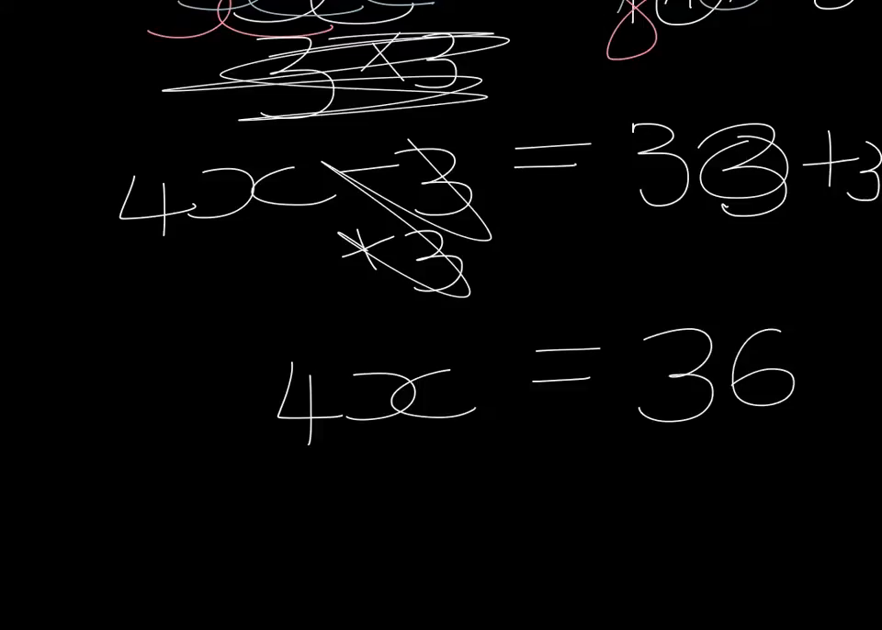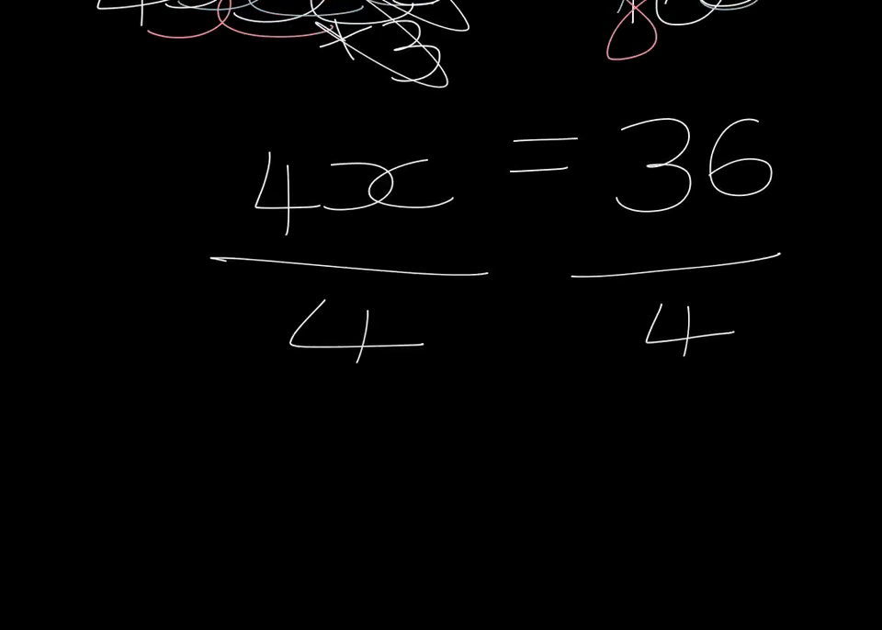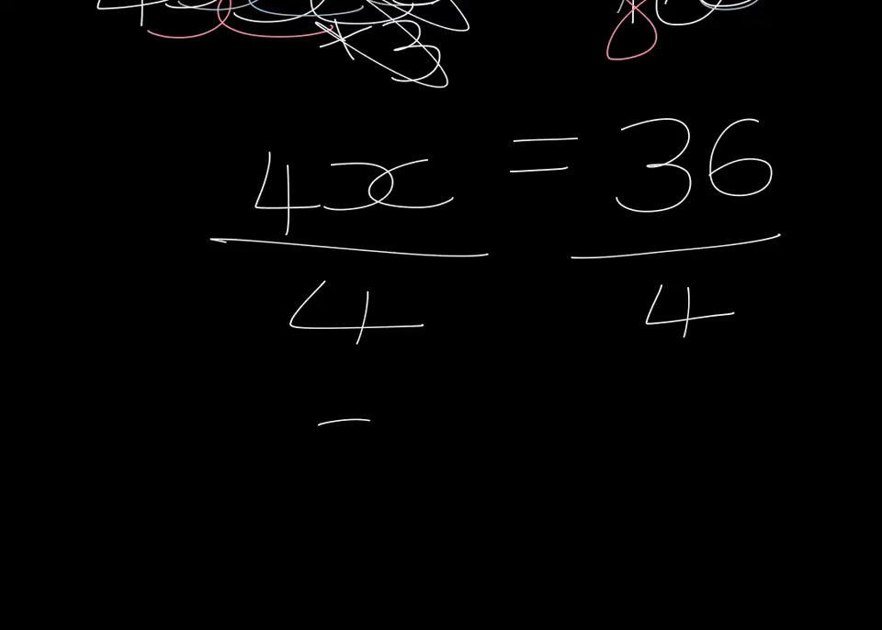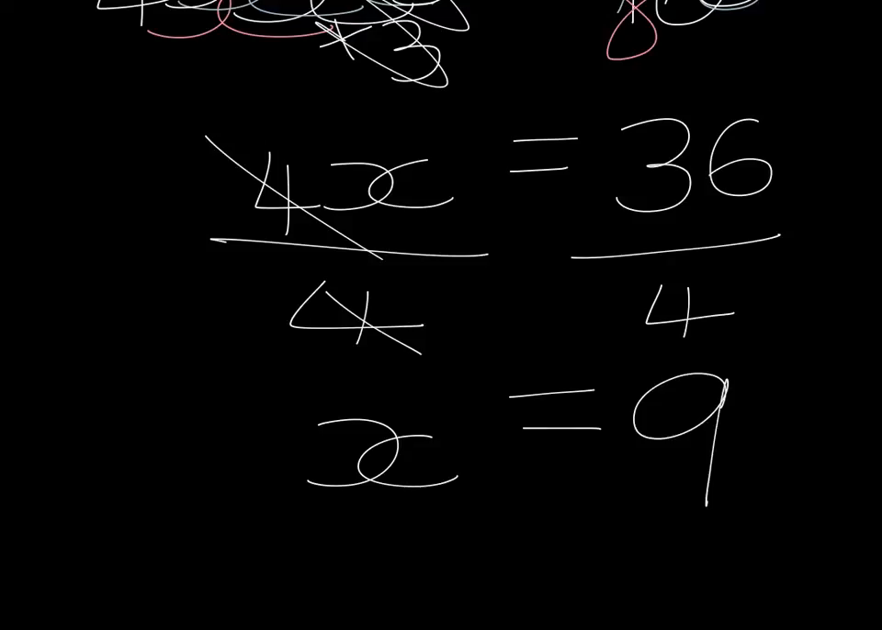Now, what do we do? Well, 4 is multiplied by x, so we have to do the opposite, which is divide by 4. Divide by 4. Move it up a bit. And that gives us x, because those two can be rubbed out, and 36 divided by 4 is 9.